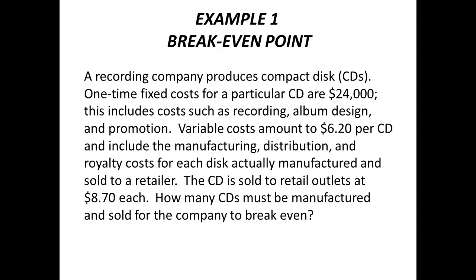Example 1, an applied problem involving break-even point. A recording company produces a compact disc. We'll call them CDs. One-time fixed costs for a particular CD are $24,000, and this includes recording, album design, and promotion. Variable costs amount to $6.20 per CD and include manufacturing, distribution, and royalty costs for each disc actually manufactured and sold to a retailer. The CD is sold to retail outlets at $8.70 each. How many CDs must be manufactured and sold in order for the company to break even?